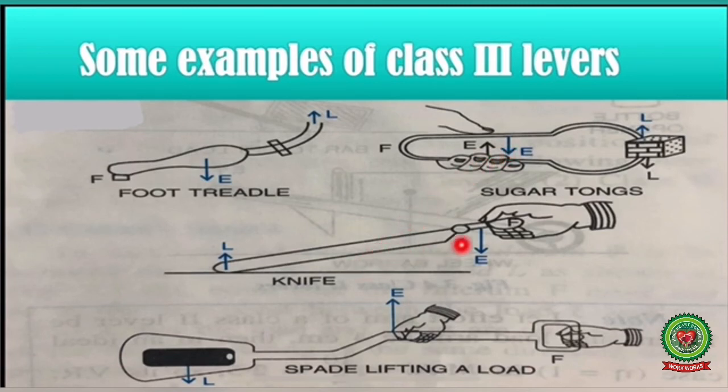Similarly, a knife also. Here we apply the effort. This is the fulcrum and this is the load. Here we have the things which we need to cut with the knife. So this is an example of class 3 lever.